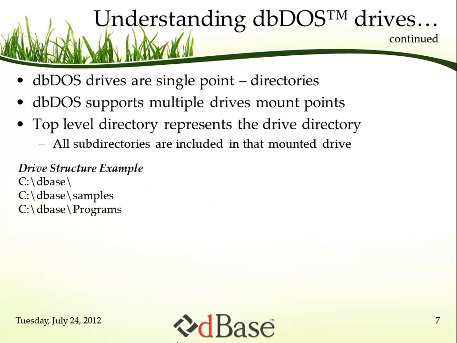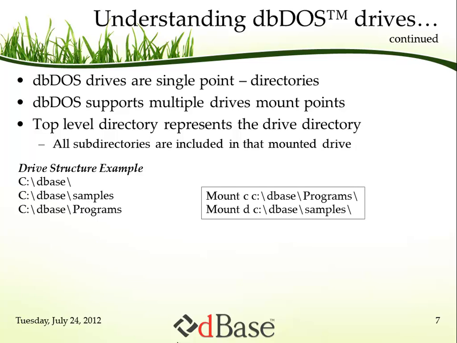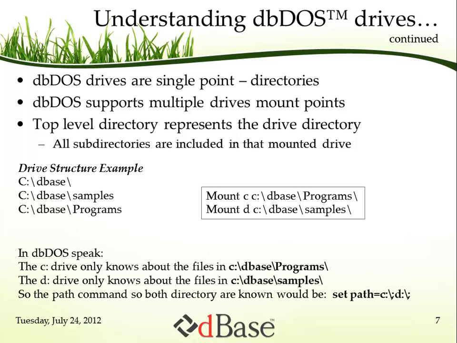So continuing on with another example, exact same thing. Now let's say I mount C to dBASE programs and D to samples. Same idea. When I talk about DOS speak, C would only know about the files in the programs directory, and D would only know about the samples files in that directory. So when I set my path, to get them to be both known, I'd have to set path equals C:\ and D:\, and that way both of those directories would be represented in the path and it would understand those.